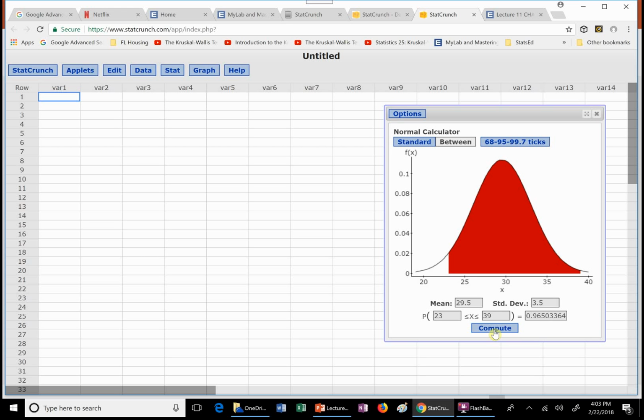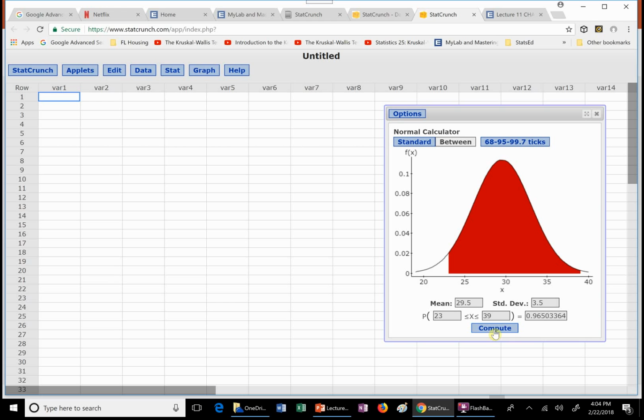When you're doing the homework, it's really a good idea to check the picture and make sure that what you think you're doing is what you're doing. It's really easy to make mistakes. So I want the probability that I get a value between 23 and 39, so that looks good. I know it's that area. That's about 96.5%.